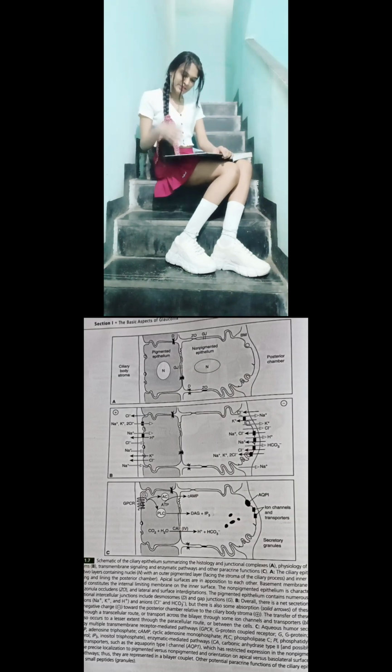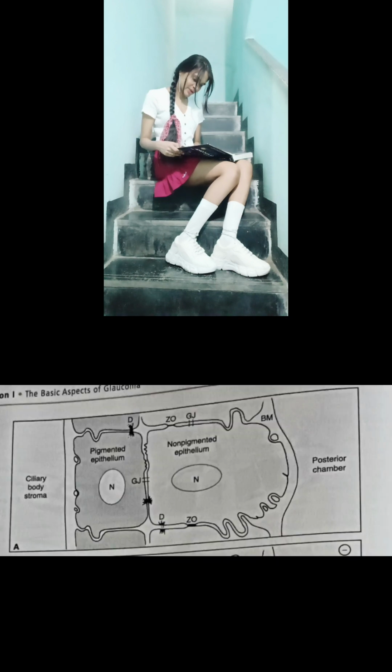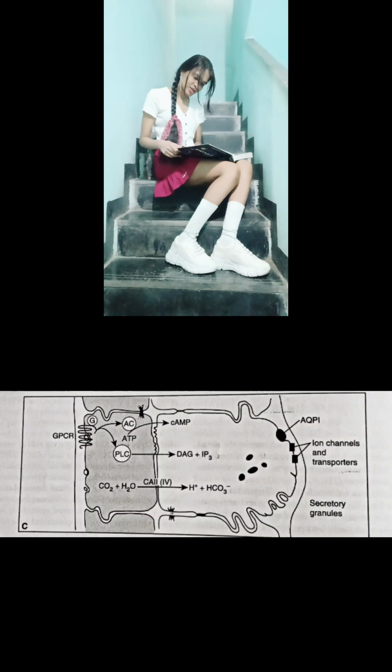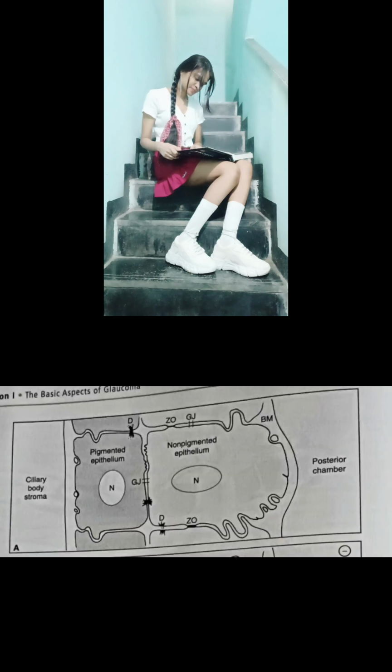Now figure 1.7, schematic of the ciliary epithelium summarizing the histology and junctional complexes. A. Physiology of ionic transport mechanisms. B. Transmembrane signaling and enzymatic pathways and other paracrine functions. C. Now description of figure A.